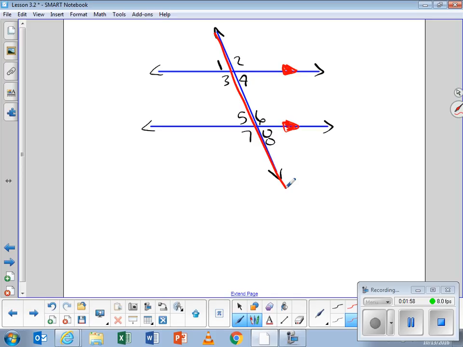Now, they're not interior at all, so that rules out alternate interior, doesn't it? So then we go back to, are they in the same position? And 1 is top left and 5 is top left. So they are corresponding. That's correct. Okay? Corresponding. So you might, in your notes, you have this picture there. You have nothing else there.